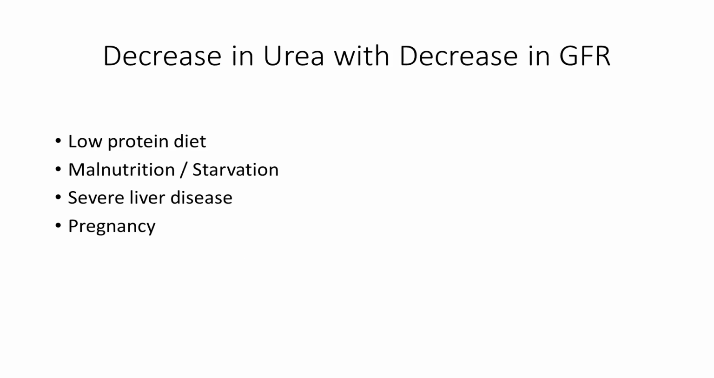Now, there are certain conditions in which the urea is not significantly raised, yet the GFR, glomerular filtration rate, is reduced. This happens in patients who are on a low protein diet, are malnourished or starving, or have severe liver disease. Urea is produced in the liver. If somebody has severe liver disease, his urea will be on the lower side. And also in pregnancy, because of hyperfiltration.